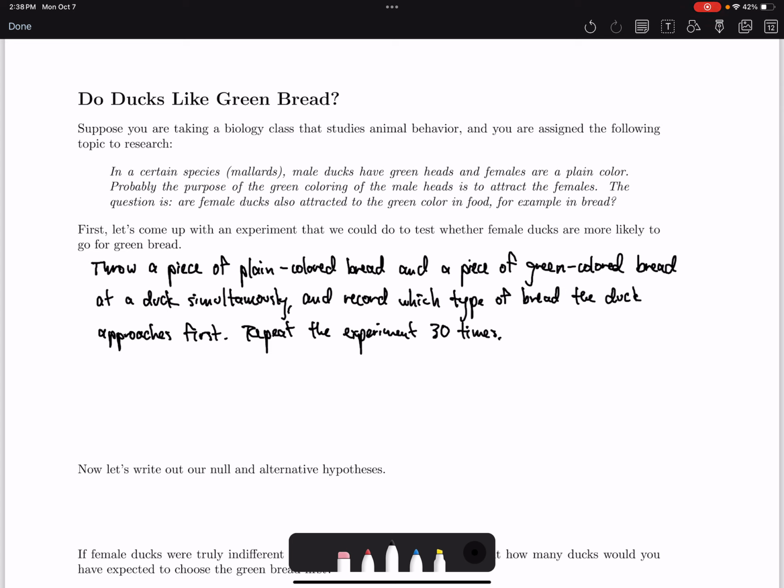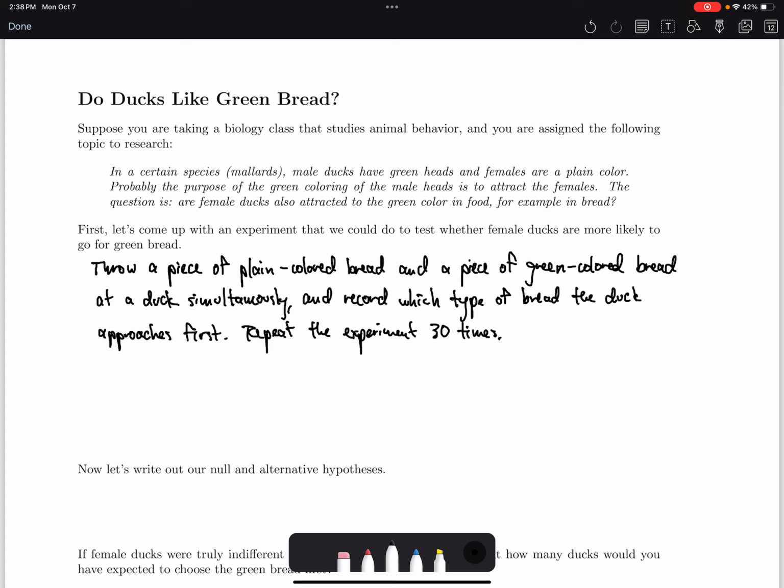But here's the scenario. Suppose you're taking a biology class that studies animal behavior and you're assigned the following topic to research. The topic is this. In a certain species, mallards, male ducks have green heads and females are a plain color. Probably the purpose of the green coloring of the male heads is to attract the females. The question is, are female ducks also attracted to the green color in food, for example, in bread?